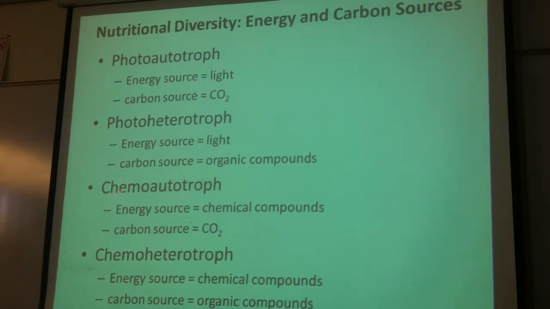So chemoautotroph means that you need chemical compounds for your energy source, but you can produce your own food. Or a chemoheterotroph, you need chemical compounds and you need organic compounds for your carbon source. Okay? Carbon sources are incredibly important, and it's a lot of how you can change and manipulate organisms.